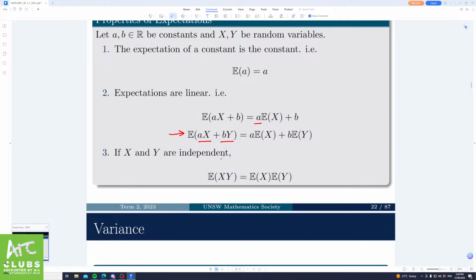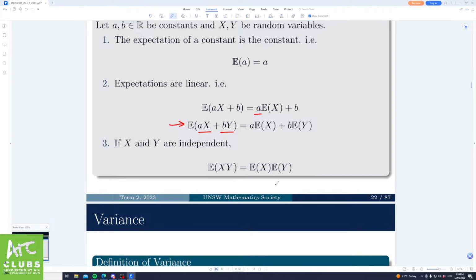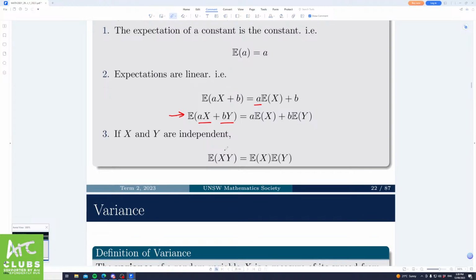And if x and y are independent, well then we have this nice property. Expectation of the product is the product of the expectations. However, this can only be used if we know they're independent. So either they'll have to tell us they're independent, or we'll have to prove that the two random variables are independent. And that's something that would probably be covered in today's lecture, towards the end.